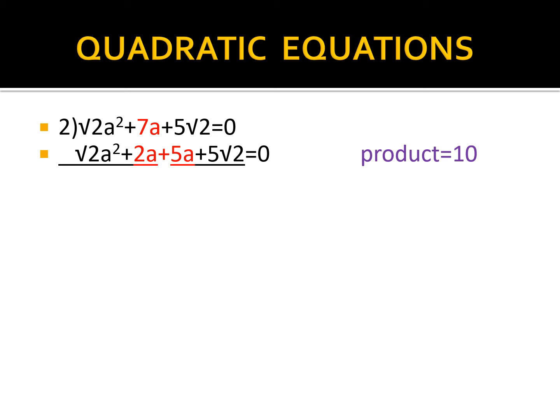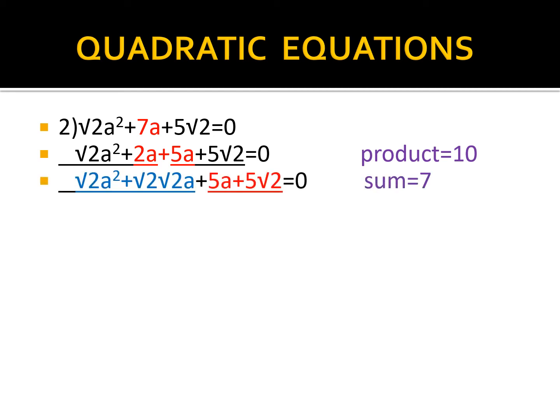Now we take the first bracket. So we know that 2 is equal to root 2 into root 2. So root 2a square is the same. 2a square is equal to root 2 into root 2a square, plus 5a plus 5 root 2 is equal to 0. Here root 2a is common, leaving a plus root 2 in the bracket, and in the second set of terms 5 is common, leaving a plus root 2 in the bracket, is equal to 0.